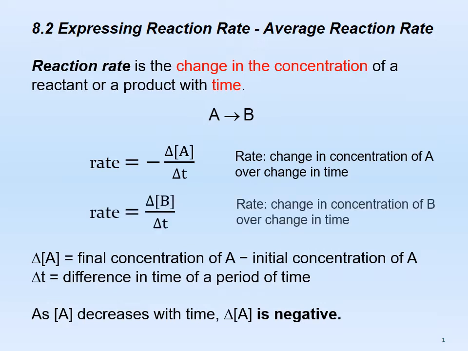Rate can also be expressed in terms of the change in concentration of B over change in time. The equation involving the product B does not have a negative sign before delta concentration of B over delta T. This is because the concentration of product B increases over time and delta concentration of B is positive. The fraction delta concentration of B over delta T is already positive.